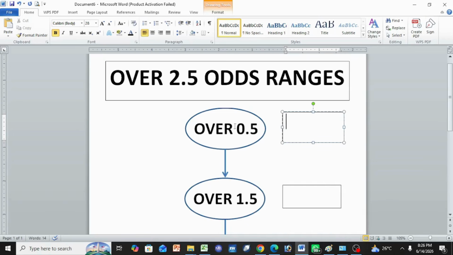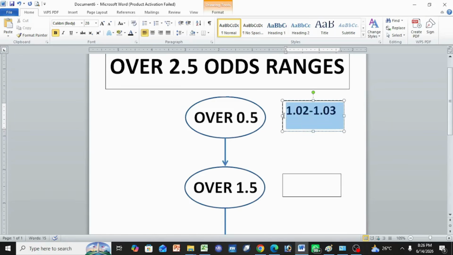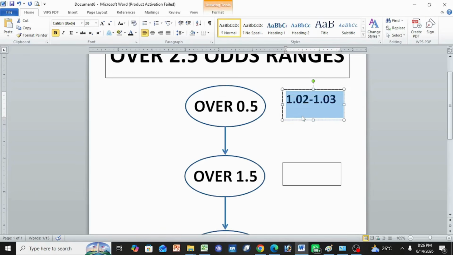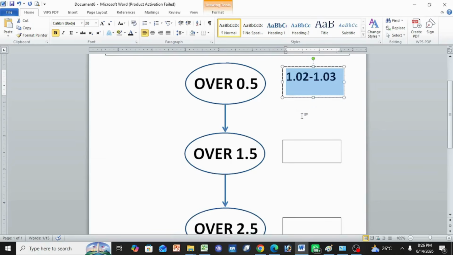First of all, over 0.5 must be from 1.02 odd to 1.03 odd. This is the perfect standard for over 0.5. What this is telling us is that the bookmakers believe that in this game, one goal is certain. So if anything happens and they don't see one goal in this match, football will come out to explain to us why it happened like that.